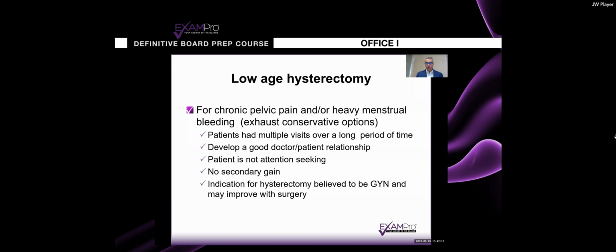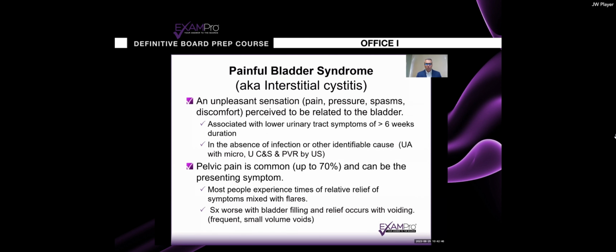She had multiple visits over a long period of time. You had a very good relationship with her. You understood her situation. You understood her health history. You understood what problems she was having. That there wasn't an attention-seeking or secondary gain component that you could discern, and that you believe that her pelvic pain was GYN in origin. For instance, documented endometriosis refractory to other treatments, and that she would improve with surgery. So again, this is the kind of approach when you have a case that's a little bit more unusual or problematic. So I'm going to move on, and I'm going to talk for a few minutes.